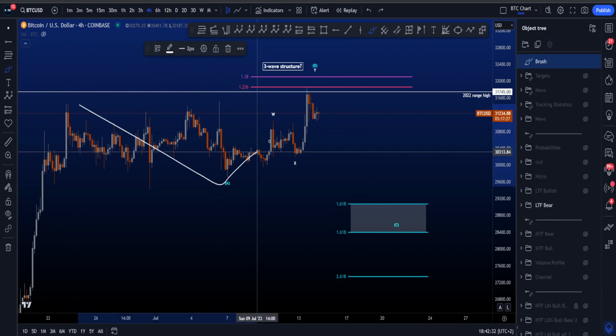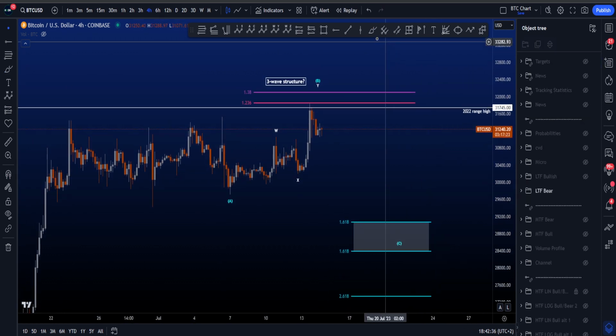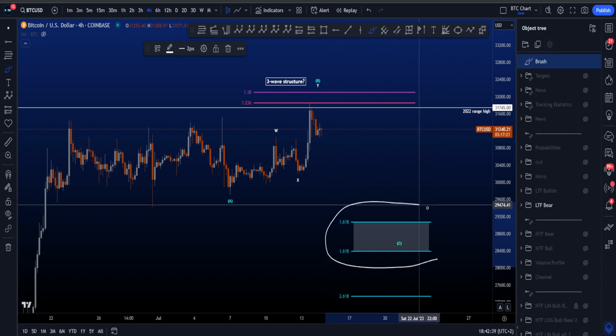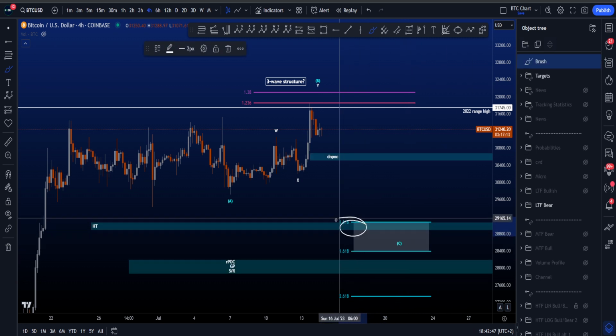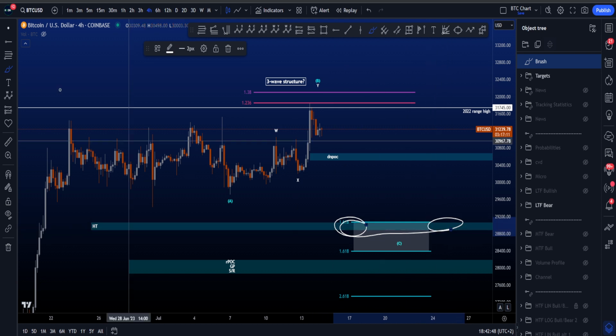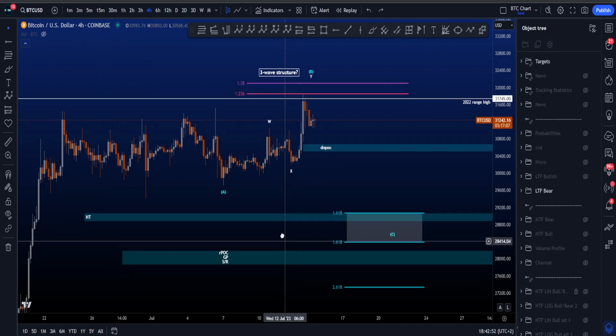C, where we are then looking for an expanding flat ABC to the downside, where the most common target for wave C is in between the two 1.618, which is between 29.1k and 28.3k, which is also in nice confluence with the support area that we have over here, the blue box around 29k, between 28.8k and 29.1k.